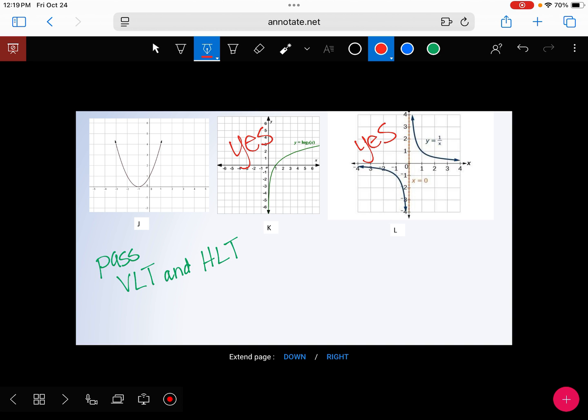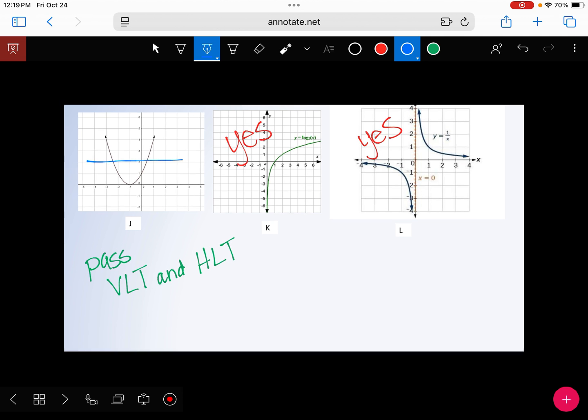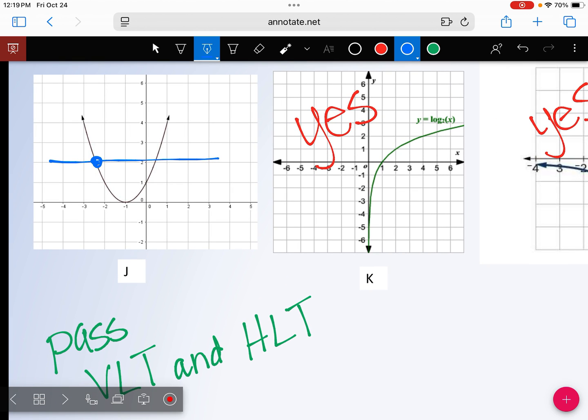And then what does J fail? Horizontal or vertical line test? Horizontal. If I draw a horizontal line through that parabola, it crosses twice. So this is a no. And you would say because it fails the horizontal line test.